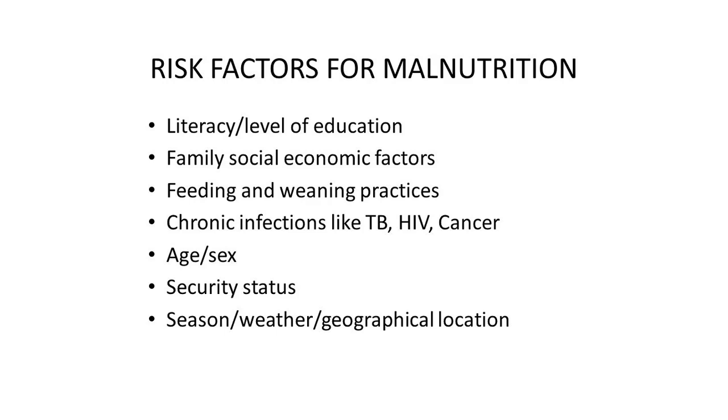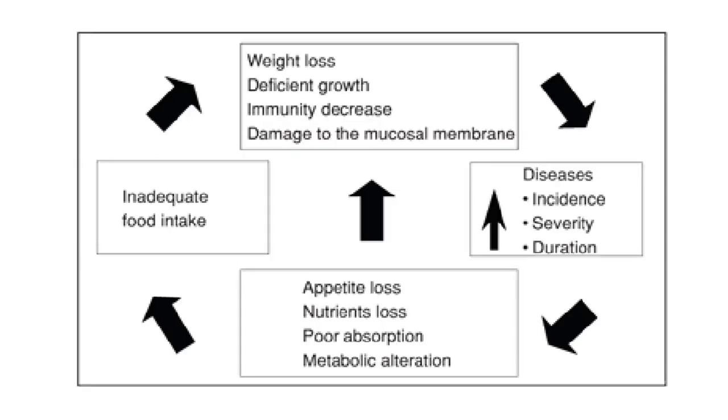Security status and climate, weather, location. It's very close to the socioeconomic status, because in regions with poor environment, we can see a high rate of pediatric malnutrition. And of course, infection. Poor hygiene leads to the highest rate of infection in the pediatric population. And infection and malnutrition usually accompany each other.